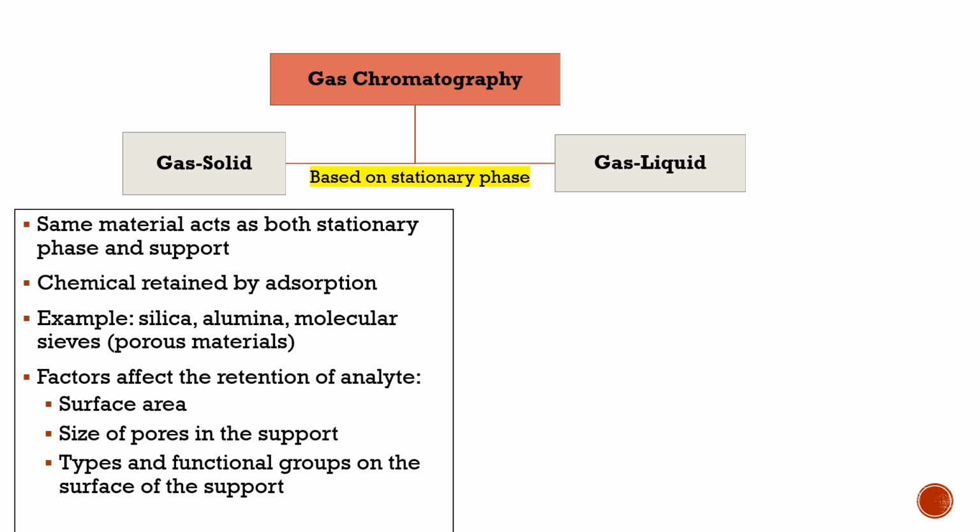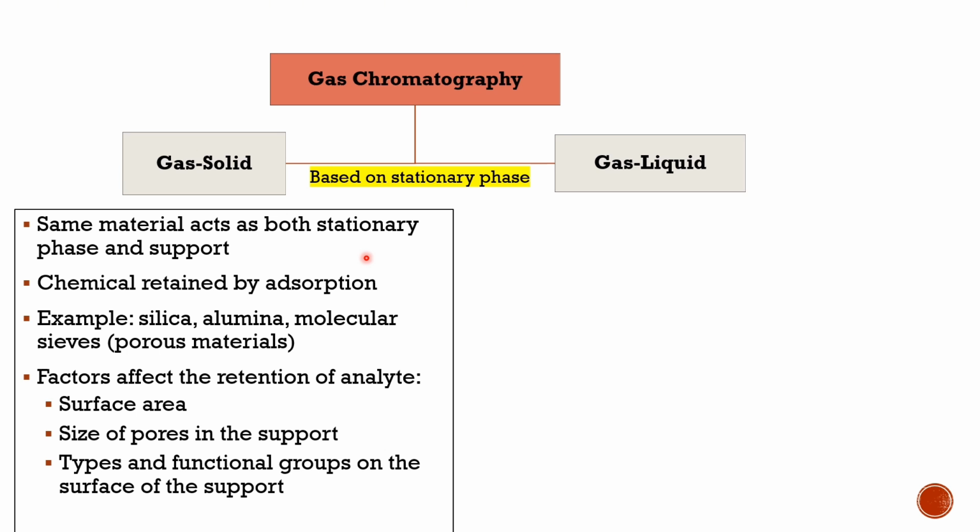Gas chromatography can be separated as gas-solid or gas-liquid based on the stationary phase. For gas-solid chromatography, the same material that acts as a stationary phase can act as a support. We can add chemicals that will be retained by adsorption in the support and will allow different interaction with the stationary phase. For example, silica, alumina, and molecular sieves can be added, which are porous materials.